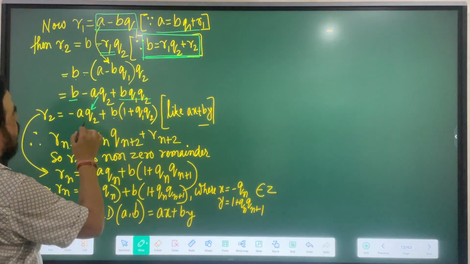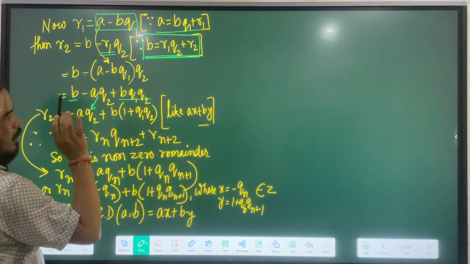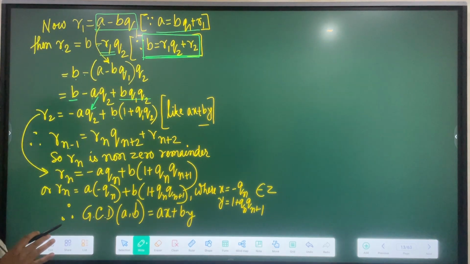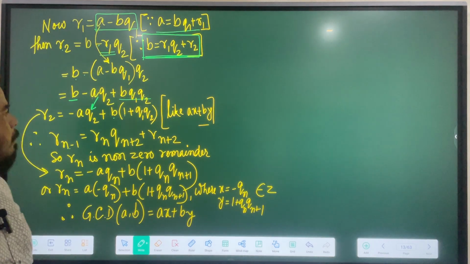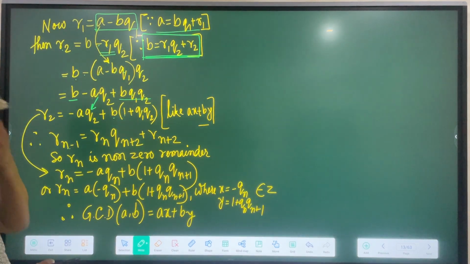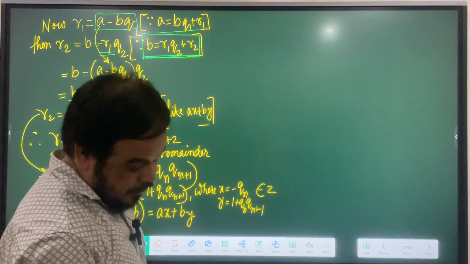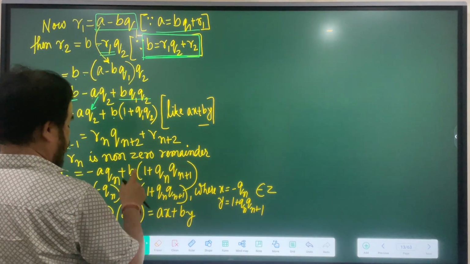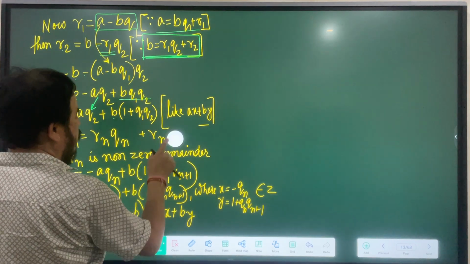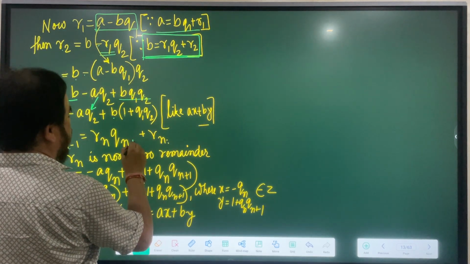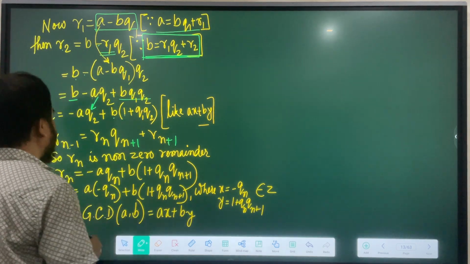This is like AX plus BY. I have just put it symbolically as AX plus BY. Now, there is something wrong here. N plus 1, N plus 1.